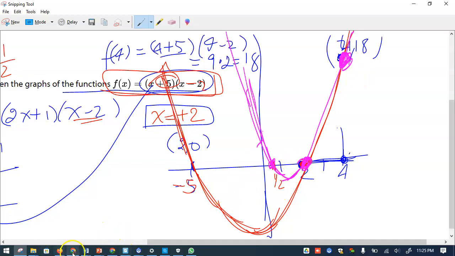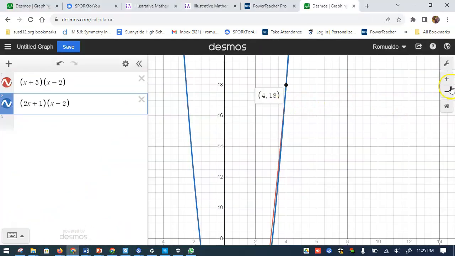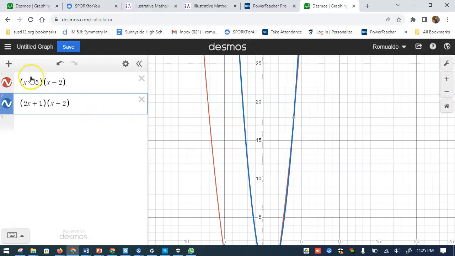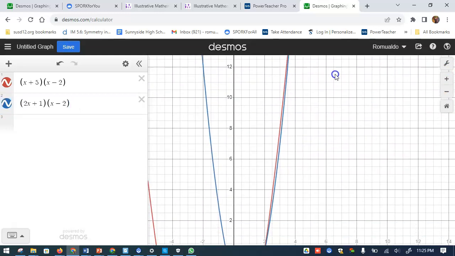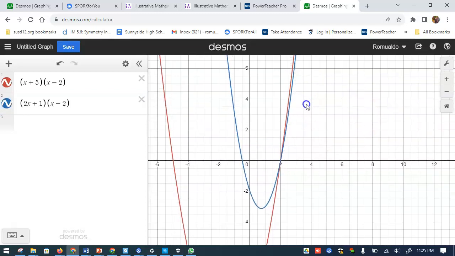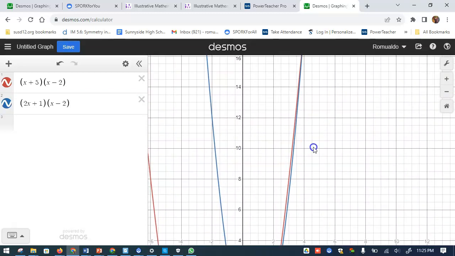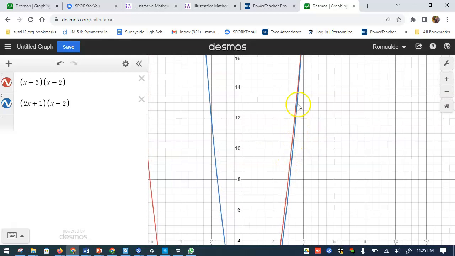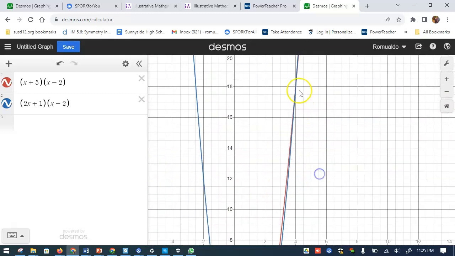If you want, you can see also on the Desmos. Here it is. I put both the equations in, and you can clearly see this is the graph. They meet at (2, 0), and then again they meet here. See this blue one becomes steeper after that certain point. And if you click on it, you can get that answer for it.